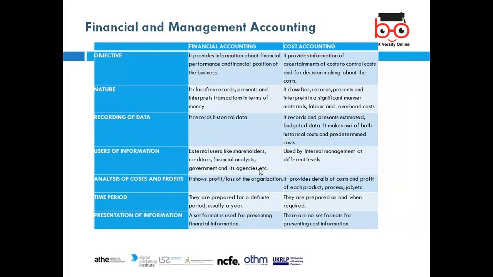The objective of financial accounting is to provide information about financial performance. It also provides information about cost control: how much labor cost me, how much material I bought, that sort of thing. Information can be classified, recorded and represented. Recording data means recording historical data. So there is a difference between financial accounting and cost accounting. The time period is a definite period, usually a year.